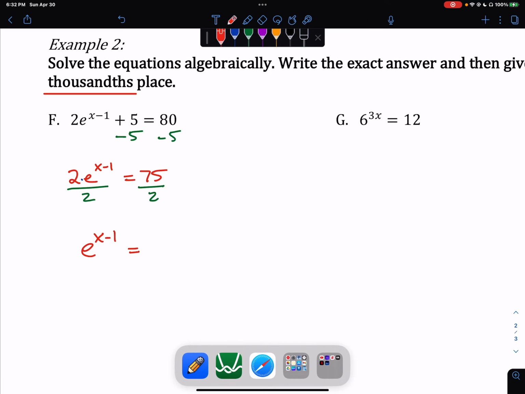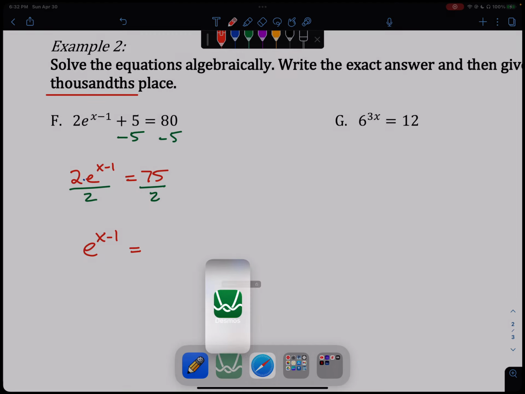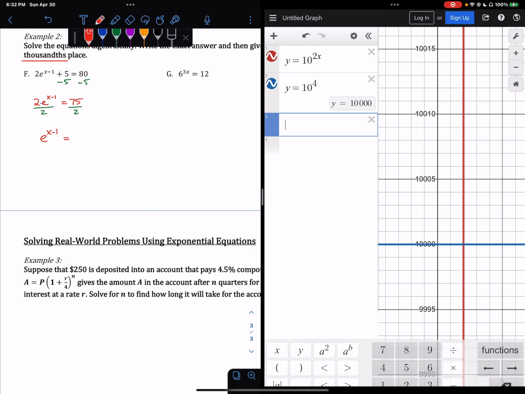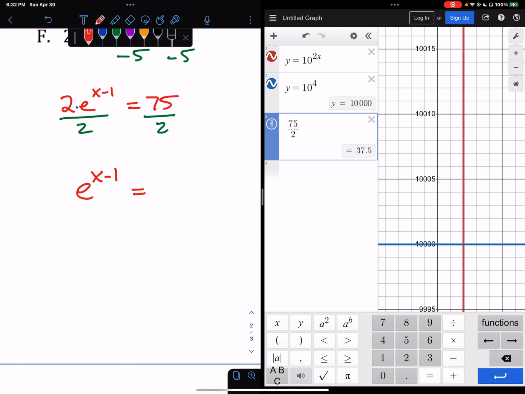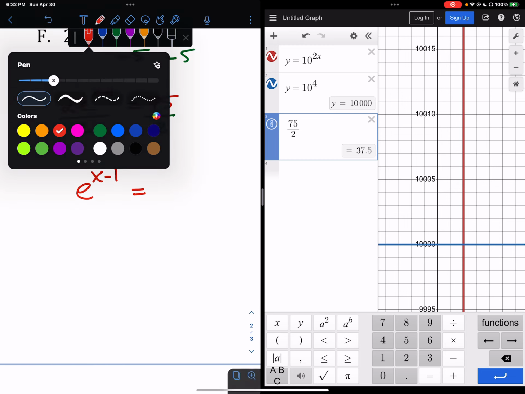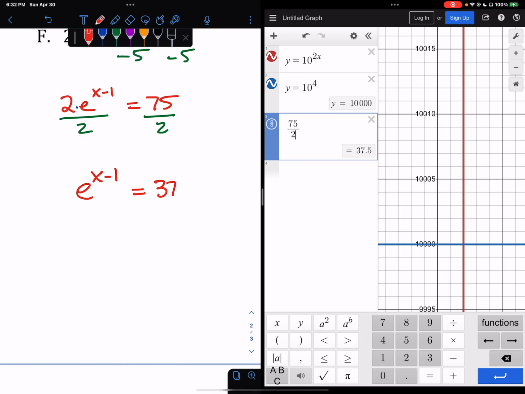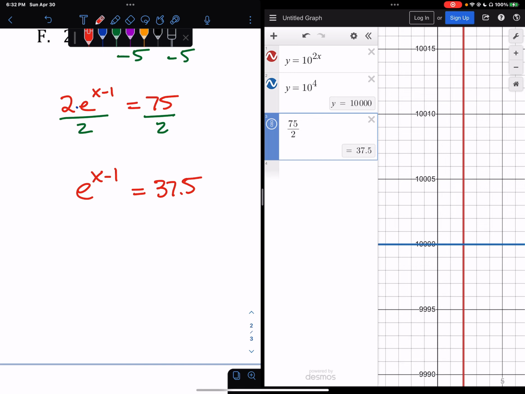is 32.5. Just going to double check since we've got a calculator here. 75 divided by 2 is 37.5. See, we all make mistakes, and that's why we check the calculator. 37.5. And actually, I'm just going to leave the calculator up for a second.